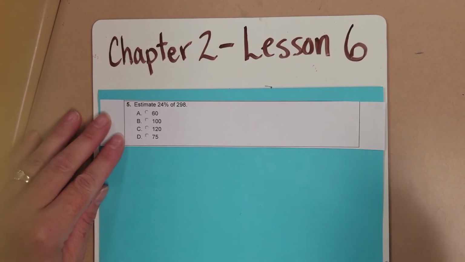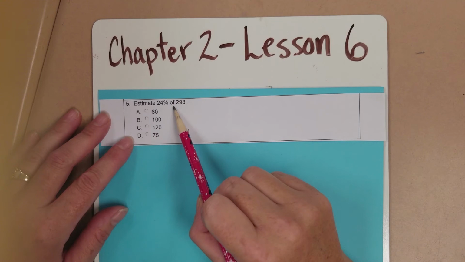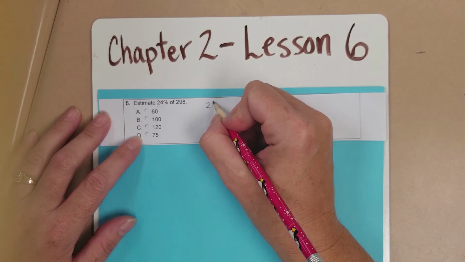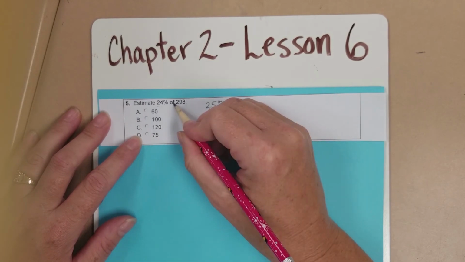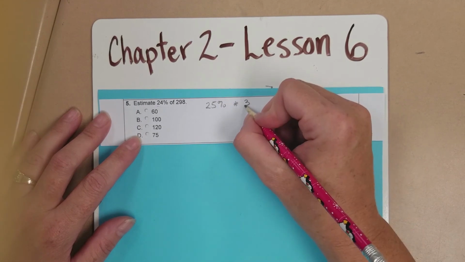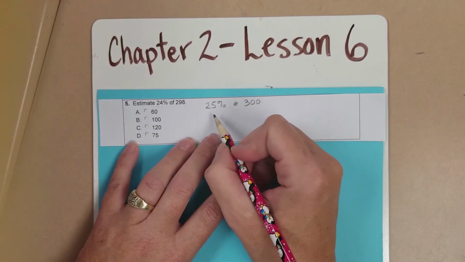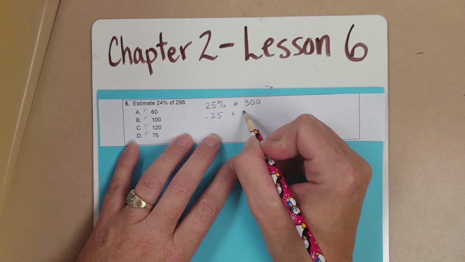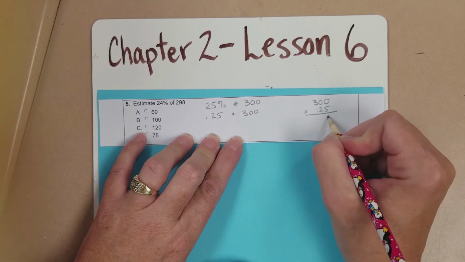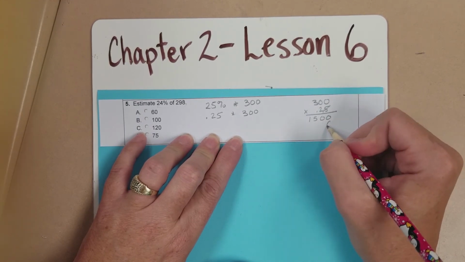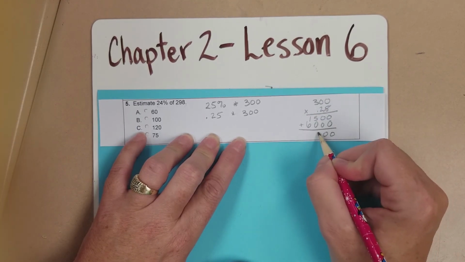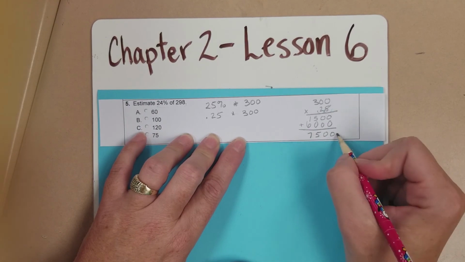Question number 5. Estimate 24% of 298, okay? 24% is about 25% of, means multiply, and 298 would be about 300, okay? So you could do 0.25 times 300. So 300 times 0.25, 0, 0, 15, 0, 0, 6. Add them together, 0, 0, 5, 7. 75.